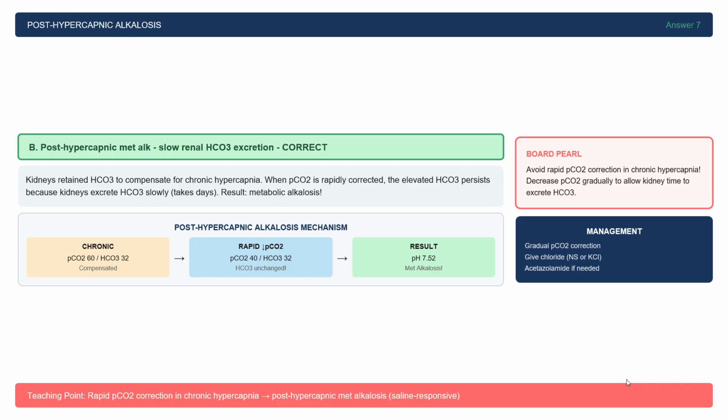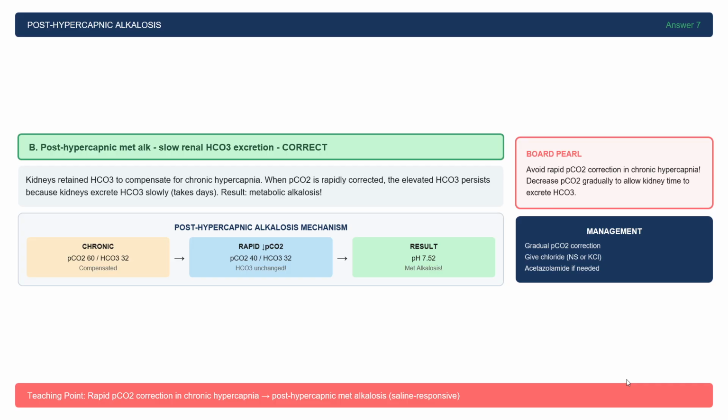Here's an important clinical pearl. When managing patients with chronic hypercapnia, avoid correcting PCO2 too quickly. The goal is to lower CO2 gradually, which gives kidneys time to excrete the excess bicarbonate and prevents overshooting into alkalosis.